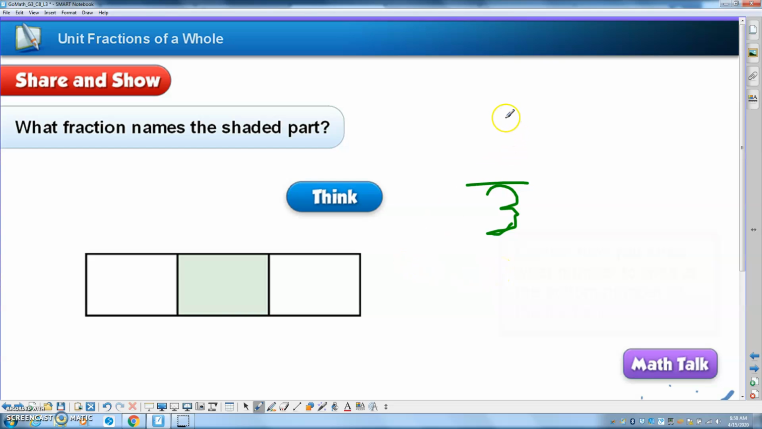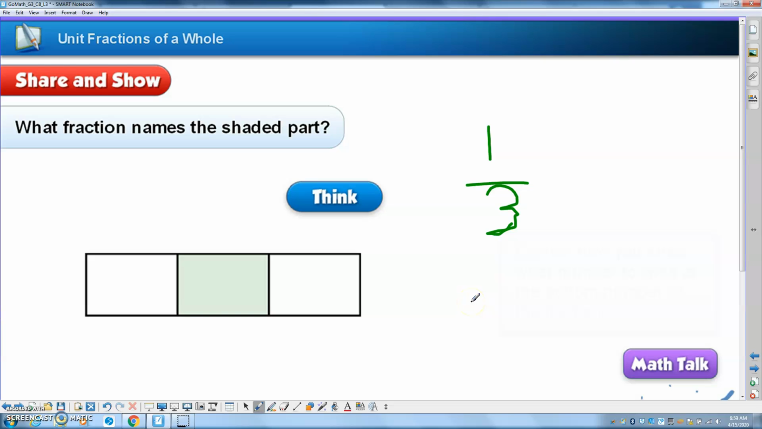The top number tells us how many we're counting, and this says how many shaded parts. So we are looking at the shaded part. There is one that is shaded. So that top number is going to be a 1. So our fraction for this shaded part is 1/3. Top number, how many we're counting. Bottom number, how many total pieces in the whole.